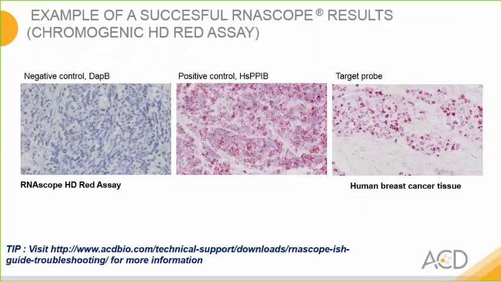Okay. So I'd like to show here an example of a successful result running the chromogenic red assay. So PPIB, as you can see, the positive control showed overall staining in the tissue, while the target is mostly in the tumor cells, and the DapB negative control is clean.